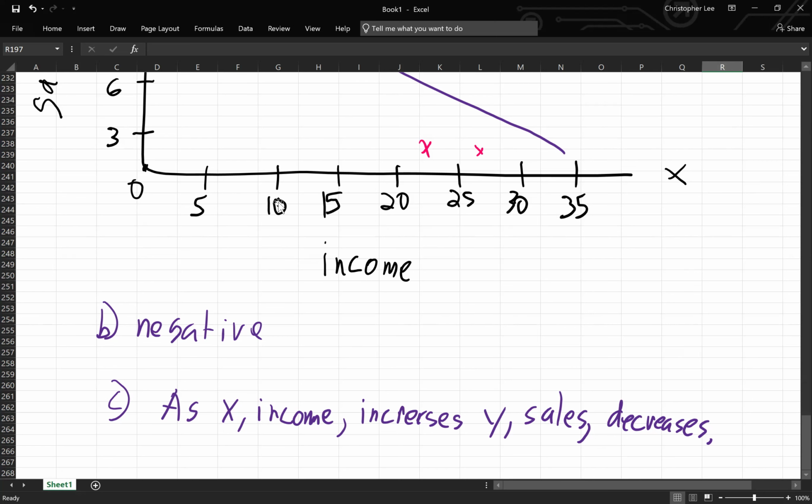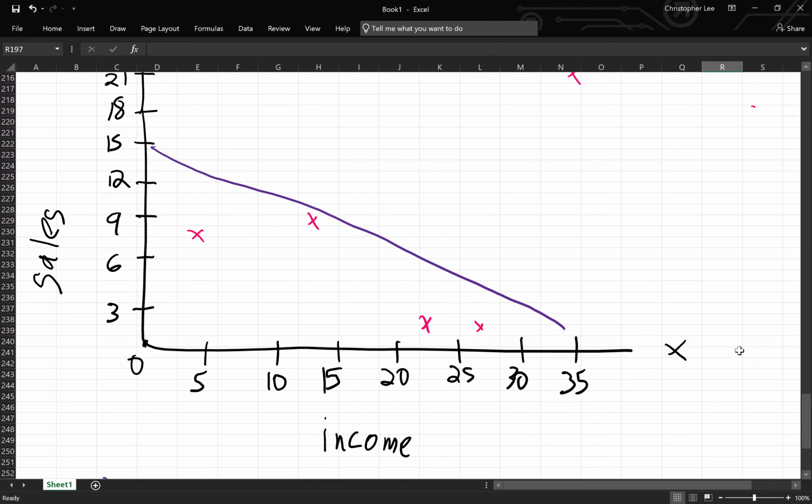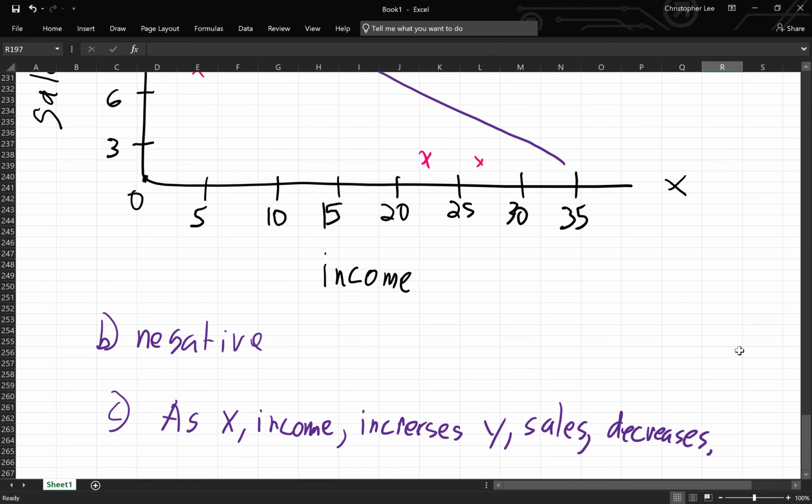Use the story with it. But see, as X is increasing, Y is decreasing. But you should say, as income is increasing, sales is decreasing, something like that. Interpretation. When you get a chance, you could sign it for me. All right, so we go with the scatter plot? Good? All right.